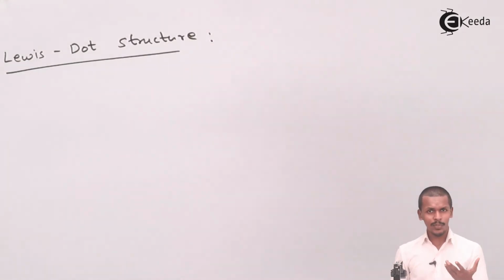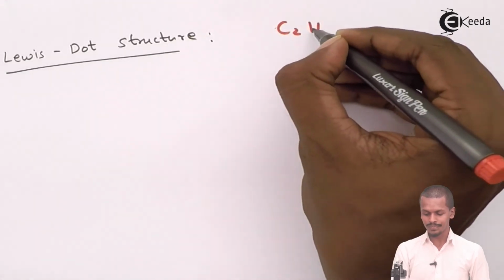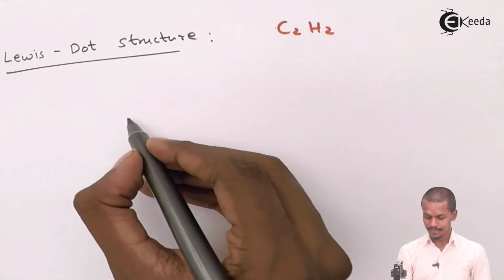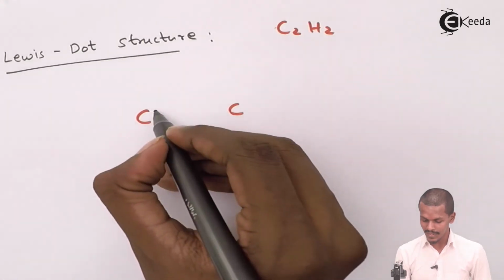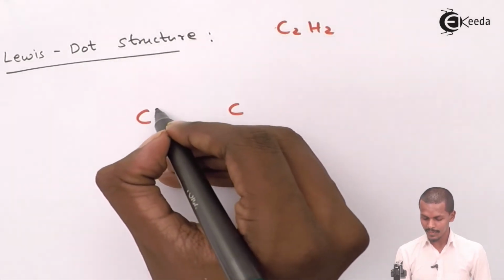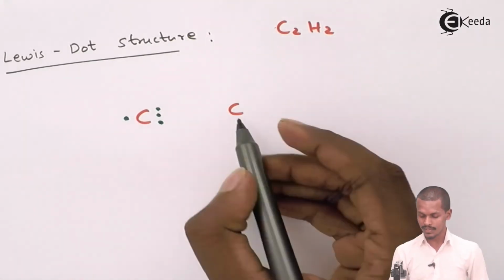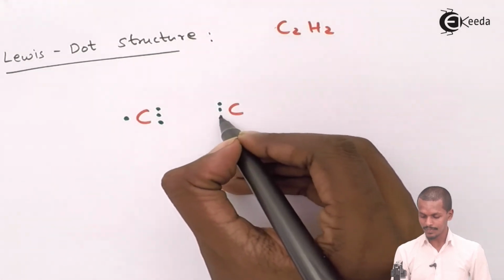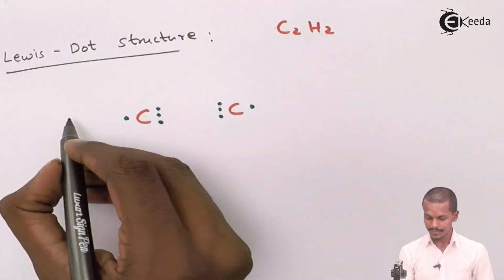Suppose we are talking about ethyne, which has the molecular formula C2H2. It can be represented in this way: the two carbon atoms are present, and the carbon-carbon triple bond is formed because of the valency of the carbon atom. These are the valence electrons of one carbon atom, and this is the valence electron of the other carbon atom. Now these are attached to the hydrogen atoms, so we can write it this way.